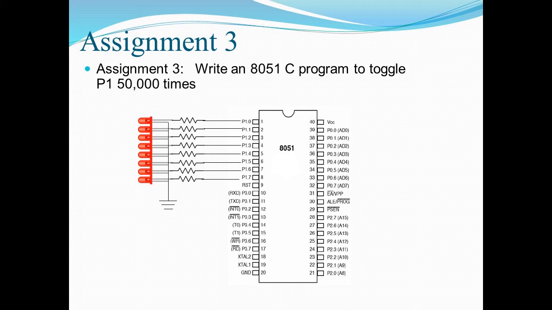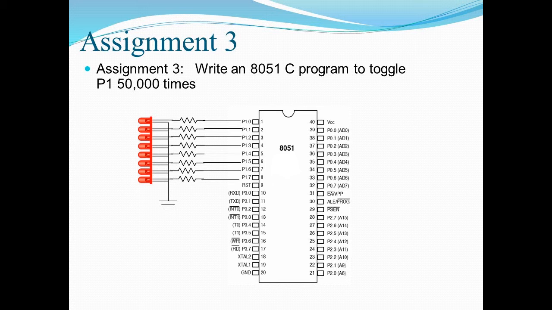One more thing is that we have some kind of counter which will go on counting up to 50,000, and then we have to stop. If I want to count up to 50,000, I should go with the unsigned integer data type, which will count the number of loops, and after 50,000 it will stop the program.